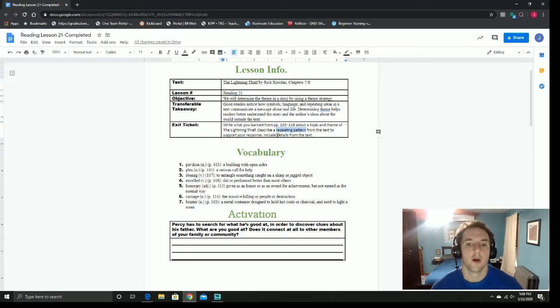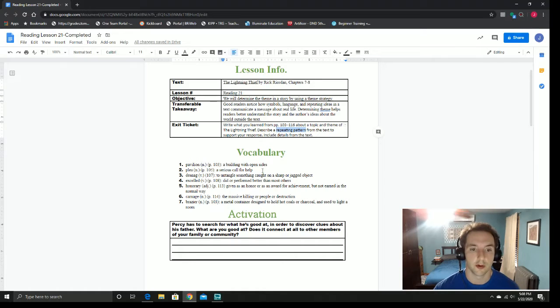So, let's dive in with our vocabulary. First word is pavilion. Number one is pavilion, which is a building with open sides. I think we've actually had this word before. If you ever go into a picnic park where they've got a building that doesn't have any walls, that is a pavilion. If it has a roof but no walls, it's open. Usually a good place to have a nice outdoor snack.